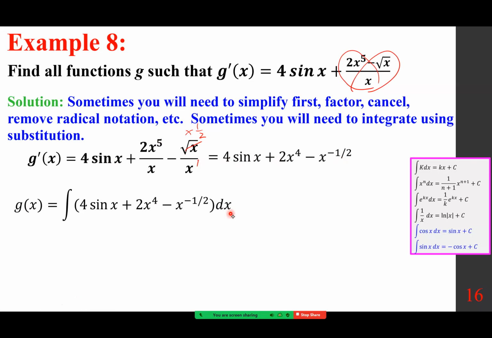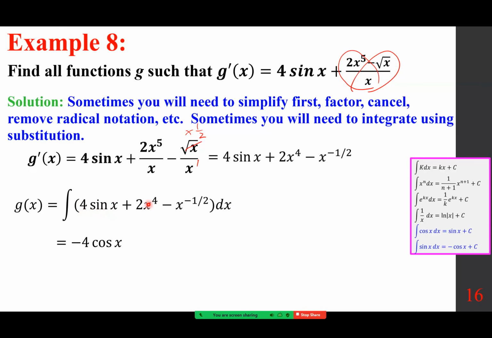Sine, the derivative is cosine, the integral is negative cosine. So minus 4 cosine x plus 2x to the power of 4. 2 divided by 5x to the power of 5 because you're adding 1 to 4. So I'm using the power rule on that. This one as well as this one, I'm going to use the power rule. And remember, sine, the integral is negative.